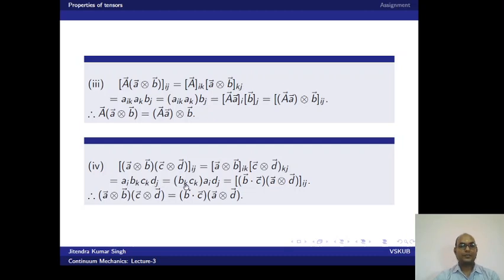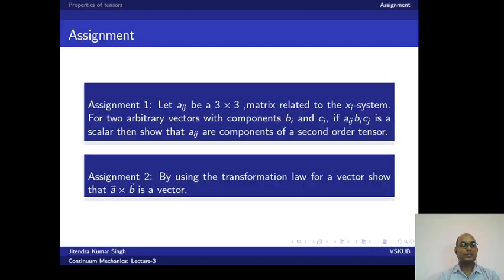Now you can write this BkCk, which I am putting together, so BkCkAiDj. BkCk is equal to B dot C, and AiDj you can write as the tensor product of vectors A and D. So this whole is an ij component. Since the ij component of this tensor is equal to the ij component of this tensor, both tensors will be equal. Therefore the tensor product of vectors A and B, its product with the tensor product of vectors C and D, is equal to B dot C into the tensor product of vectors A and D.